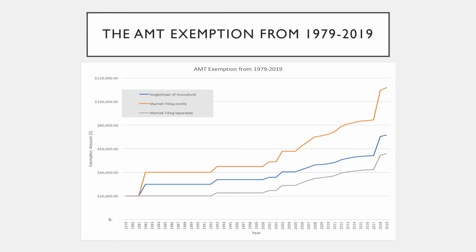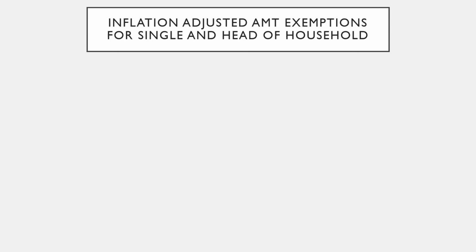Between 2006 and 2012, the exemption amounts increased more frequently from year to year. In 2012, the exemption began to increase every year to account for inflation. So the purpose of this graph is to show how the alternative minimum tax exemption amounts for each filing status have changed since 1979.